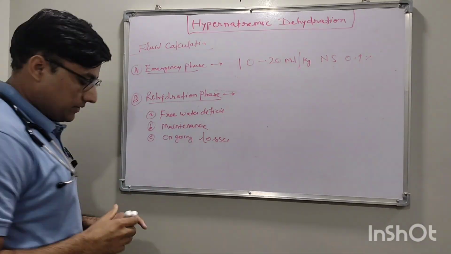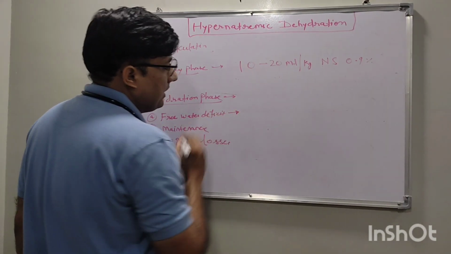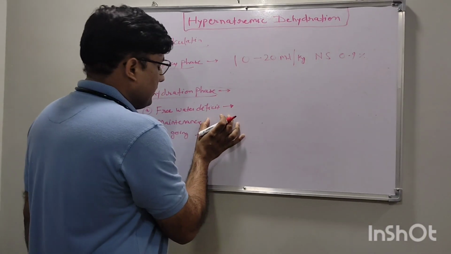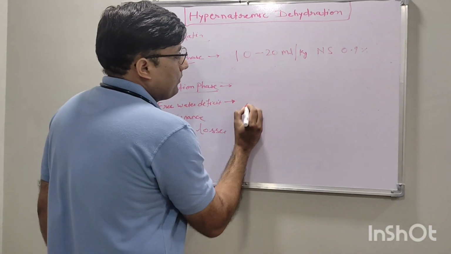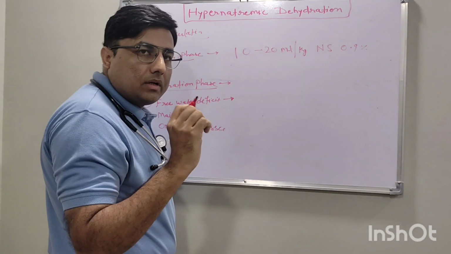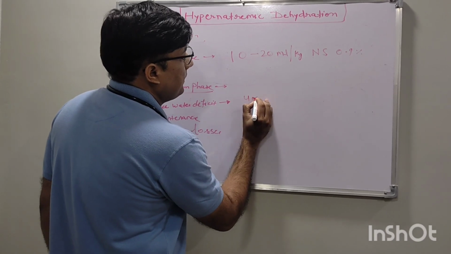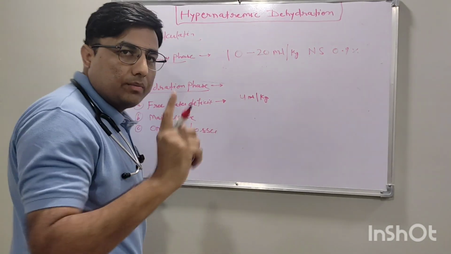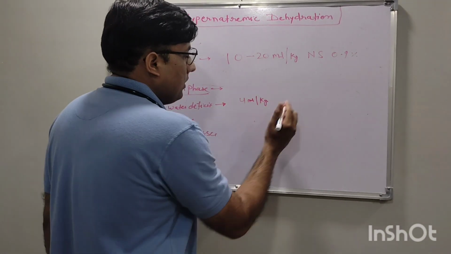Free water is important for reducing the sodium levels. So how do we calculate the free water deficit for that sodium level? For that much sodium, how much free water should we give to reduce it? To reduce the sodium by 1 milliequivalent per liter, we have to give 4 ml per kg of free water.